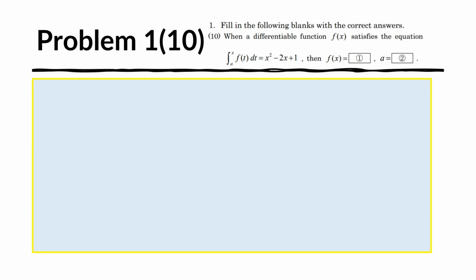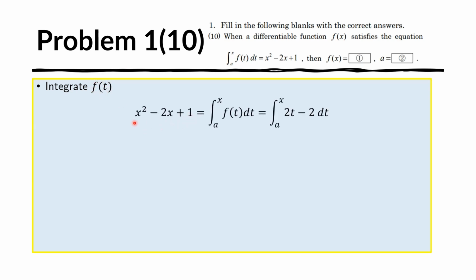Now we will look for a. We start by integrating f of t, because now we know what is f of t. So here we just write the given. So this is the given from here, and here from here. But now we know what is f of t. It's just 2t minus 2. So because we found f of x, we can just replace x with t to get f of t. And now we have this, so let's do the integration here.